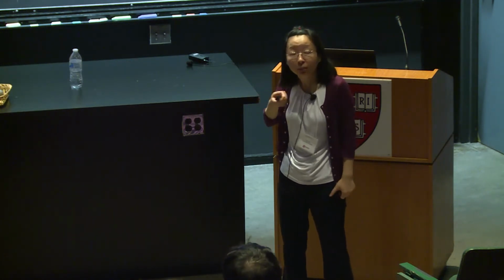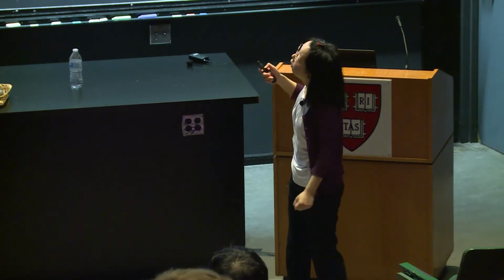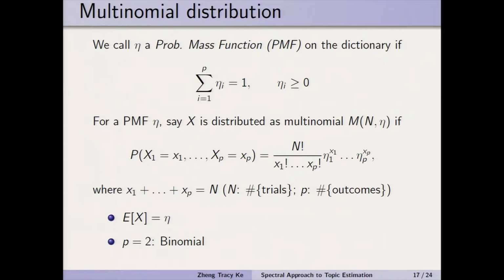When introducing the topic model, I actually did not mention how we model the noise matrix. To complete the model, we need some background about the multinomial distribution. Given a PMF on the dictionary, we think the document is generated in this way. If the document has capital N number of words, then these words are independently drawn, and each of them is drawn from the dictionary using the PMF eta. Then naturally, the word counts follow a multinomial distribution.